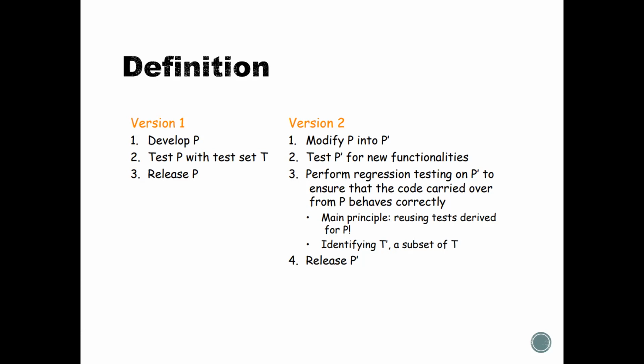But in version 2, a user wants some new functionalities. So the first step is you modify this existing software P, and this modified program we now call P dash. Then we need to test this P dash for the new functionalities. The first idea is that for the unit or the function that you have developed, you need to check whether it's working or not. Okay, so now it's working.